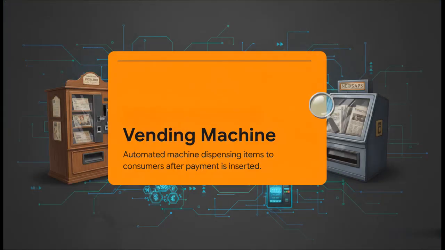Just to ground us real quick, a vending machine is simply an automated machine that dispenses items to consumers after payment is inserted. Fun fact though, the very first modern vending machines popped up in England back in the early 1880s, and they actually dispensed postcards. Obviously today they process highly complex, multi-step payments. But for our design, we're going to stick to an absolute classic, a simple newspaper vending machine.